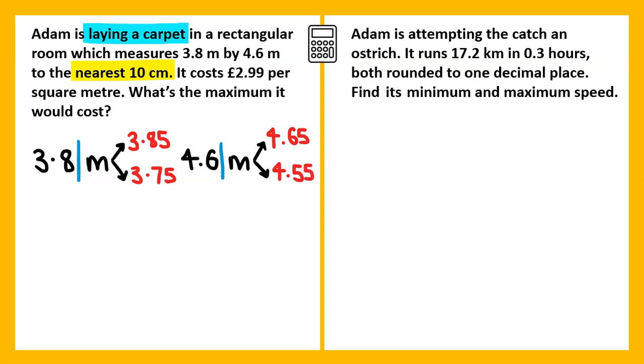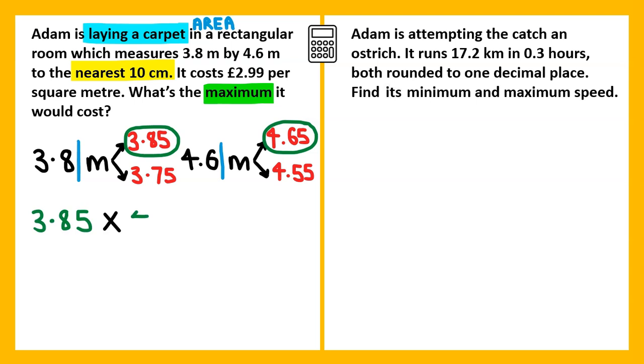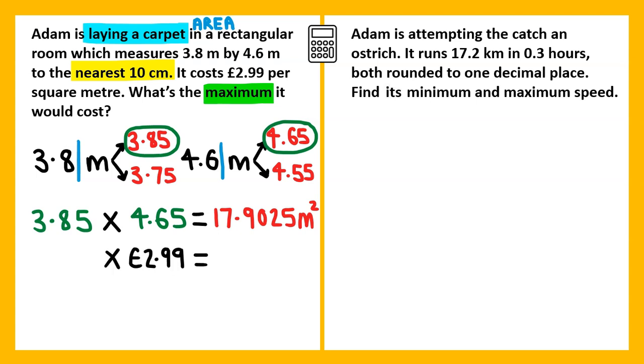When laying a carpet, this would be a surface covering the rectangle, and therefore the area is required. Area is a multiplication, and I will get the largest value by multiplying my 2 upper bounds. So for this question, since it's a maximum, I'll be using 3.85 and 4.65. 3.85 multiplied by 4.65 is 17.9025 meters squared. Each square meter costs £2.99, so multiplying this by 2.99 would give me a total cost of £53.53 when rounded to 2 decimal places.